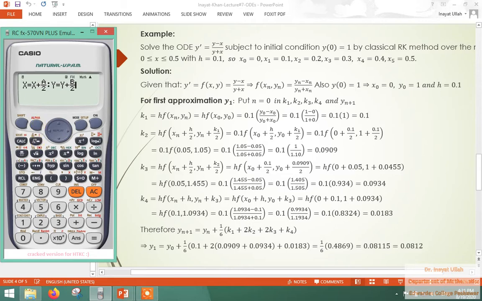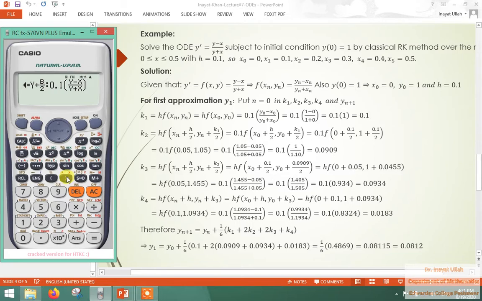Now put a colon sign to define a third function, and for the third function, you see that in all these cases there is h in front, so write h here. What is h? h is actually 0.1, so write 0.1 in a bracket. Now in the bracket we see that the function f is given to you: y minus x divided by y plus x. So write it here in the form of a fraction, this is y minus x divided by y plus x, and close this bracket.